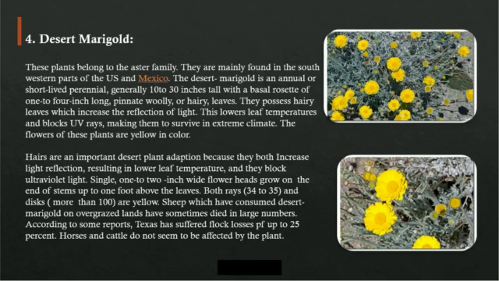Sheep which have consumed desert marigold on overgrazed land have sometimes died in large numbers. According to some reports, Texas has suffered flock losses of up to 25%. Horses and cattle do not seem to be affected by the plant.